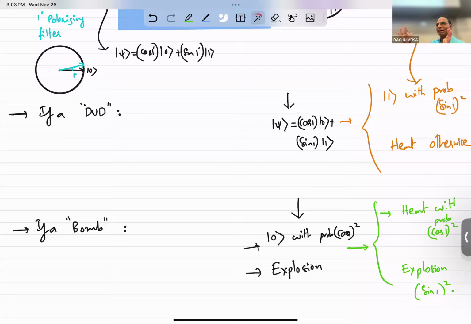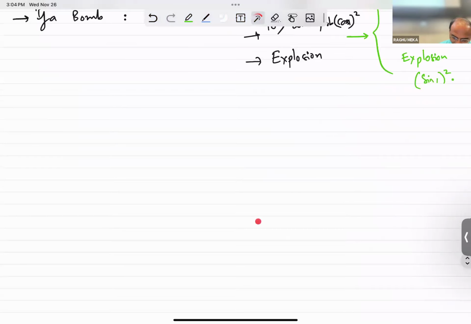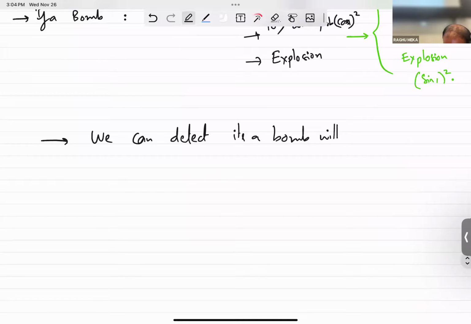It makes sense? So I set up this experiment, you gave me the box, I put a 1 degree filter in front, I put a vertical filter, and I say, okay, was there light at the end? If there is a light, I know that it was a dud. Okay? If there is no light, then I don't know. Make sense? So what did we gain? Meaning we can detect it's a bomb with probability roughly sine 1 whole square.